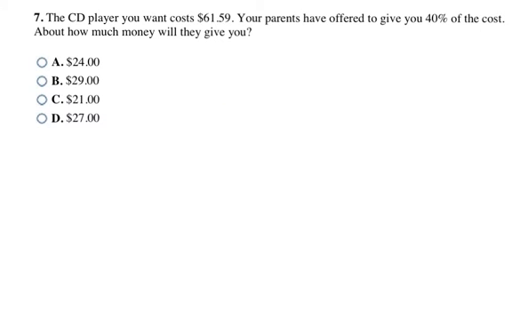So this problem here says that there's a CD player that costs $61.59, and your parents have offered to pay for 40% of that cost. So about how much money are they willing to give you? Because it says about, I know that I can estimate this problem. So when you're estimating money, it's typically best to round to the nearest 10, so like $50, $60, $70, especially because this is so close to $60. So I'm going to round that to 60, and then I'm going to take 40% of that.